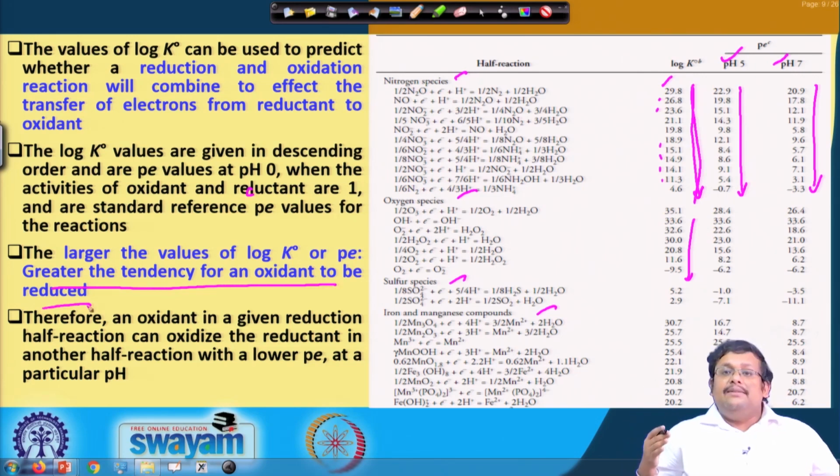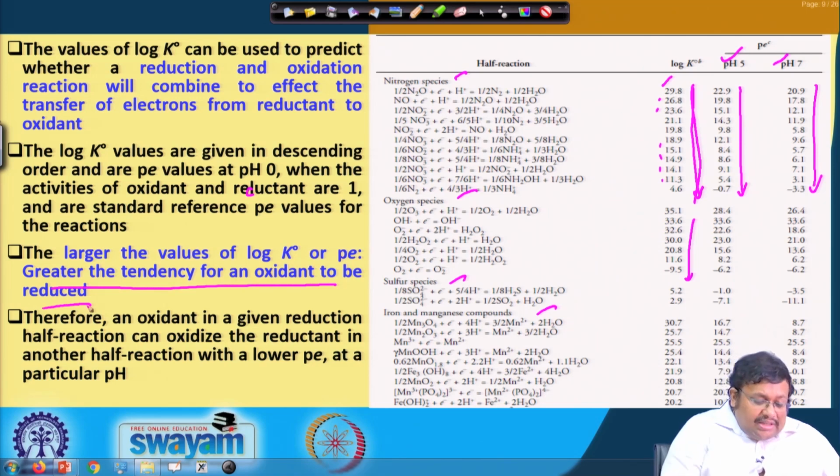Obviously, higher pE basically indicates an oxidized system. So, a species which is highly oxidized will have more tendency to be reduced. So, it is quite natural that a species which has a higher pE value, such as in the case of an oxidized system, as well as a high logarithm of K0 value, will have more tendency to get reduced. Therefore, an oxidant in a given reduction half reaction can oxidize the reductant in another half reaction with a lower pE at a particular pH.